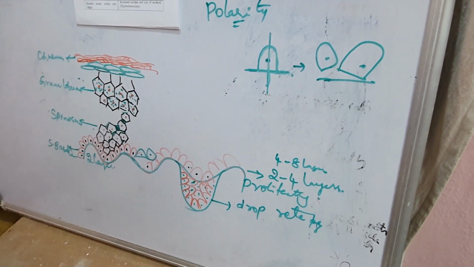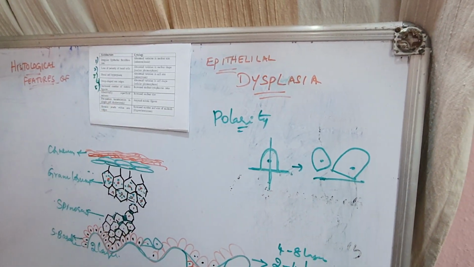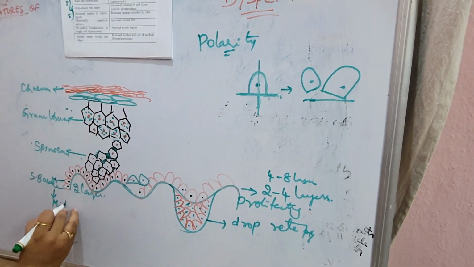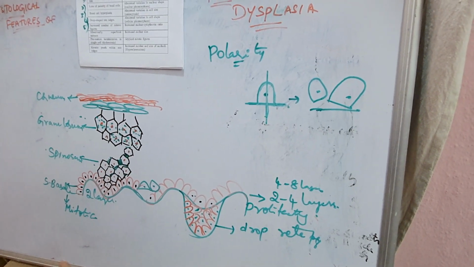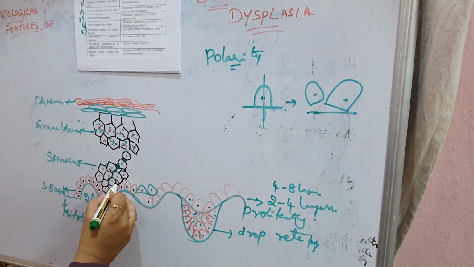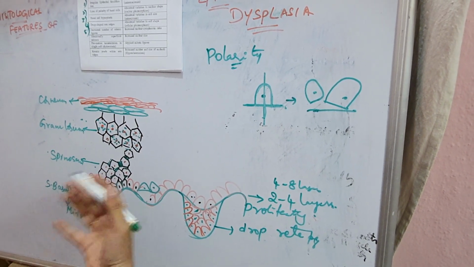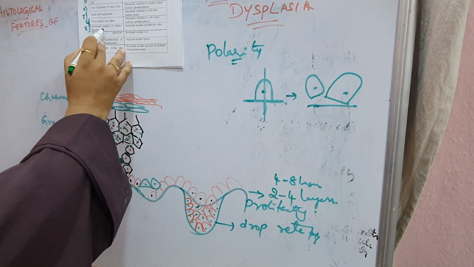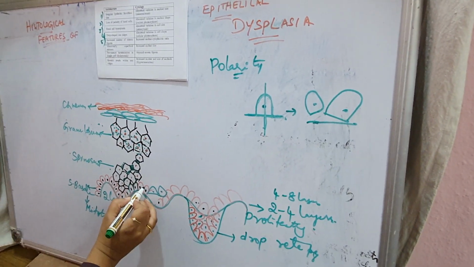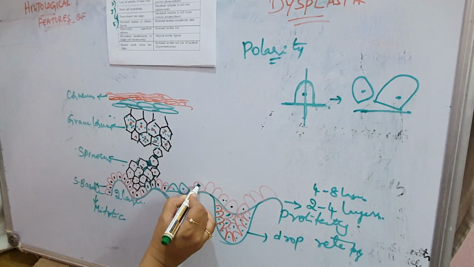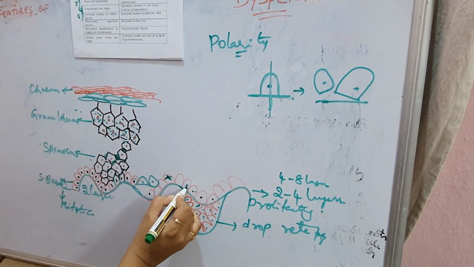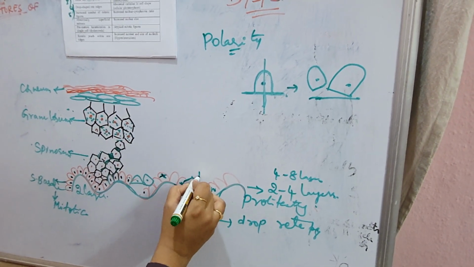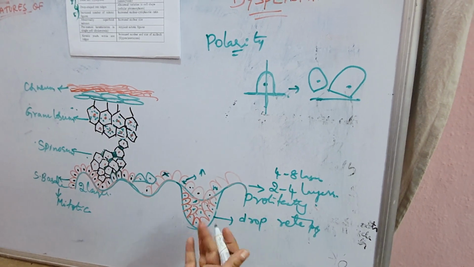Okay, next one. What is the next point here? Increased number of mitotic figures. Normally, mitotic figures are seen only in the stratum basale, and that too 2 to 4 mitotic figures are common. Why? Because in the stratum basale you have cells that keep proliferating to form new cells. That is your normal structure. But in dysplasia you will see an increased number of mitotic figures, in all stages of the cells. You will see an increased number of mitotic figures in the stratum basale. The reason is the same.